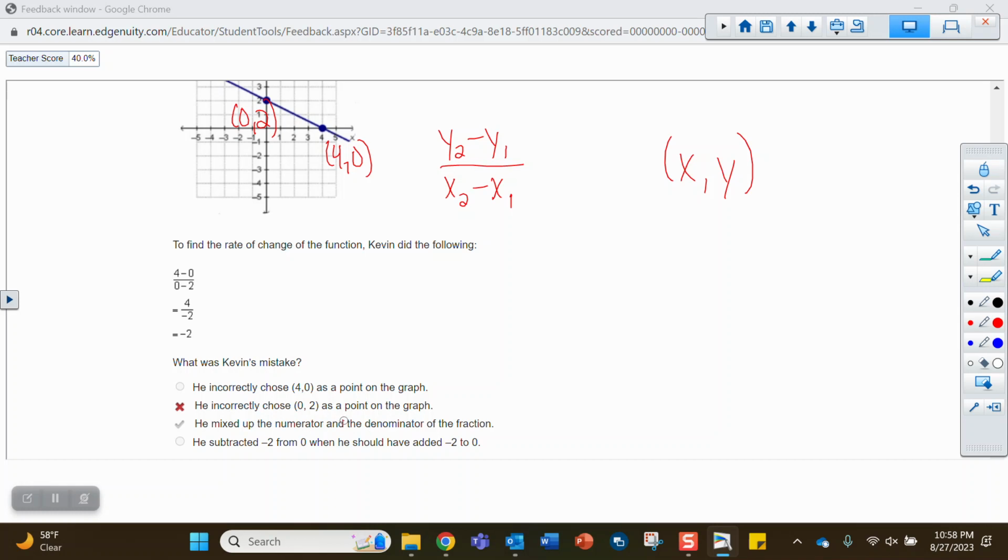He subtracted correctly. If we label this point, it looks like they did this one x1, y1, and this point is x2, y2. So on top he should have had 0 minus 2, and on the bottom he should have had 4 minus 0.